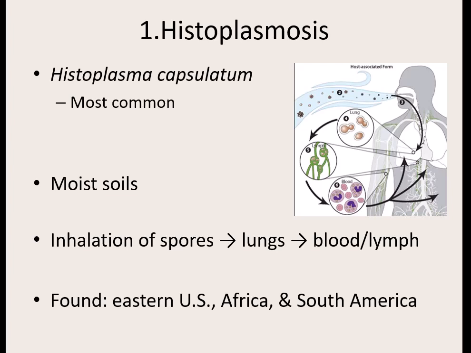Histoplasma capsulatum. So Histoplasma is the first of our true pathogens. And Histoplasma capsulatum is the most common fungal disease, even though you probably have never heard of it. It is the most common fungal disease that infects humans. It's mostly found in moist soils, usually moist soils with a higher nitrogen content. And usually the nitrogen content is from bird droppings and bat droppings.